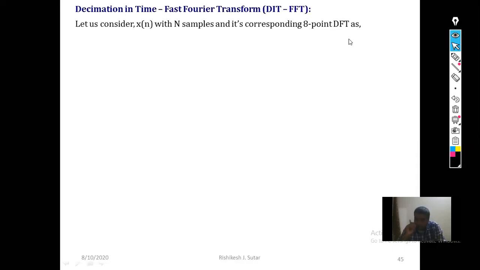Before that, let us consider a discrete time signal x of n with, let's say, capital N samples, and let us consider its corresponding N-point DFT. I can represent it as a pair as shown on the slide. x of n, its N-point DFT is X of k. So the discrete time signal is represented as small x of n, and its DFT is represented as capital X of k.